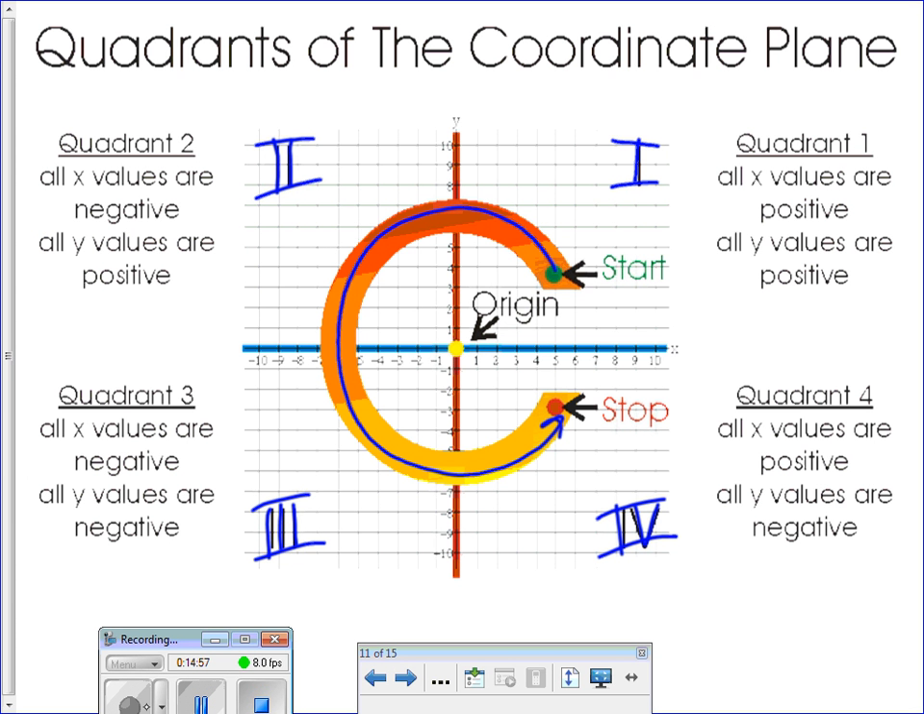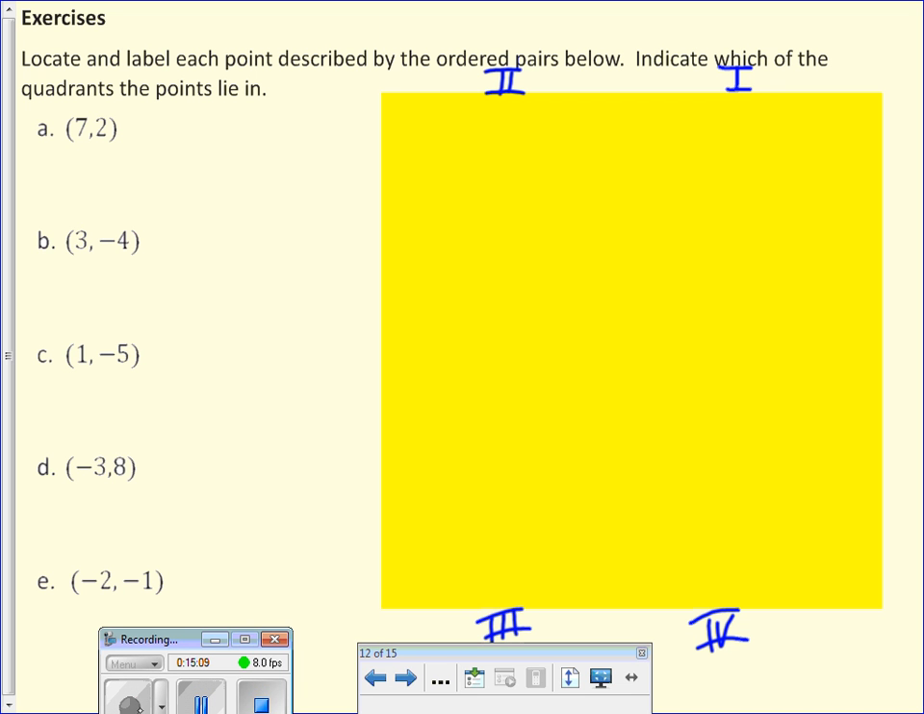Here, take a look at this one that's already numbered. See how the lines are numbered? See how the lines are going through the numbers? Okay, let's start plotting these points.